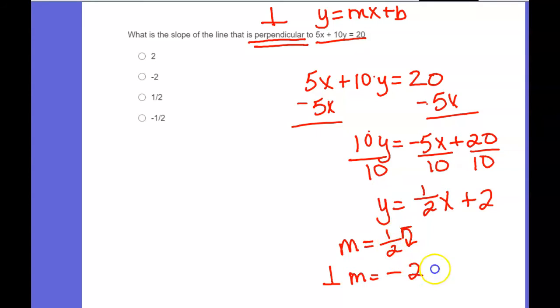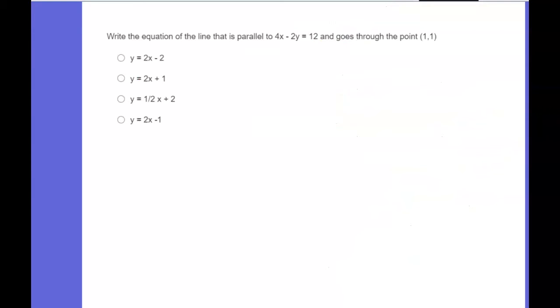We get 2/1, so it would be a -2. So there's our answer. Okay, let's look at the next one. We've got, write the equation of the line. So now we're looking for the equation of a line, y equals mx plus b. Okay, that is parallel, there's our keyword parallel, to this line, and it goes through this point.